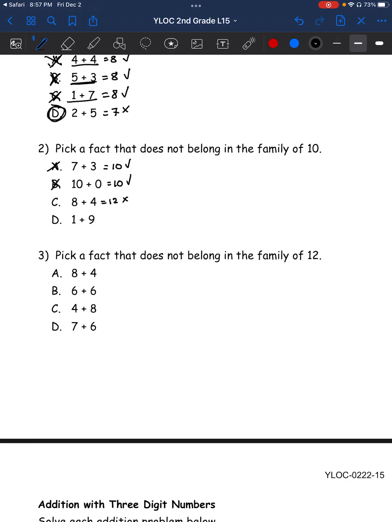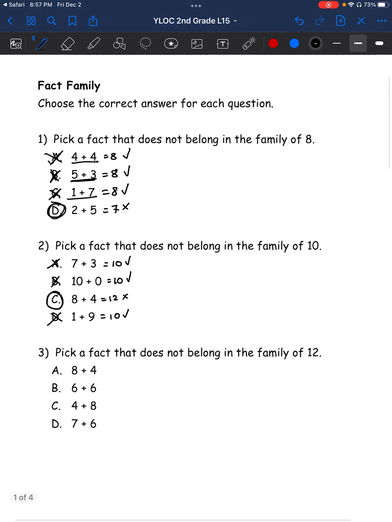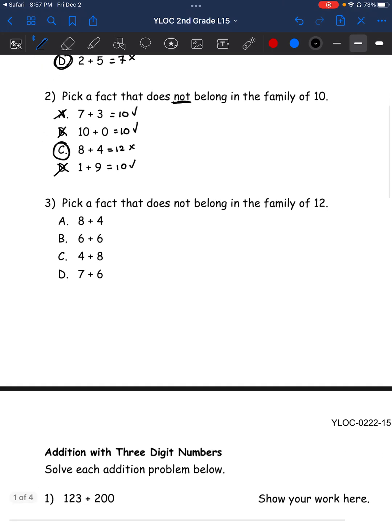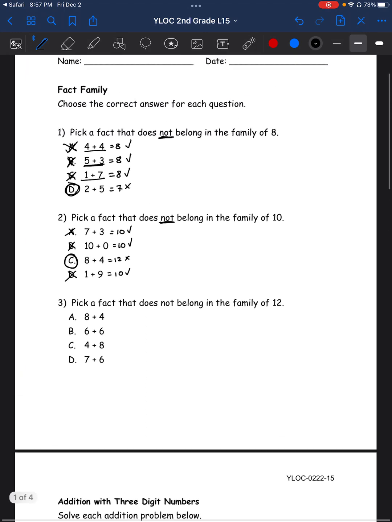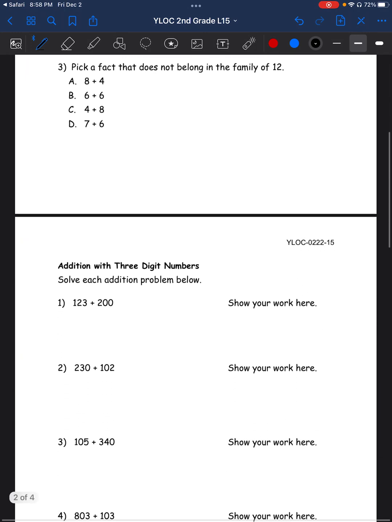So we know that this is the answer, but let's check the last one just in case. So 9 plus 1 more equals 10. So this also checks out. So that means this is not the answer. And C is the answer. Remember, the key word here is does not belong. So everything that belongs, we remove from the answer pool. So try number 3 on your own, following the method I used in number 1 and 2.